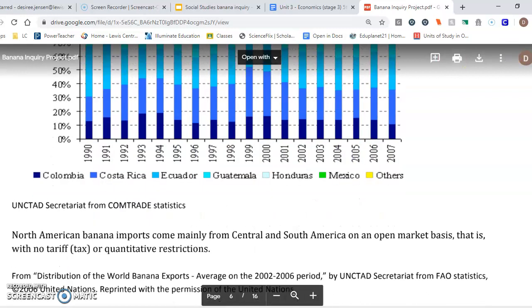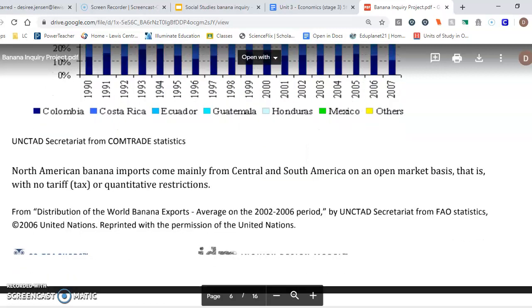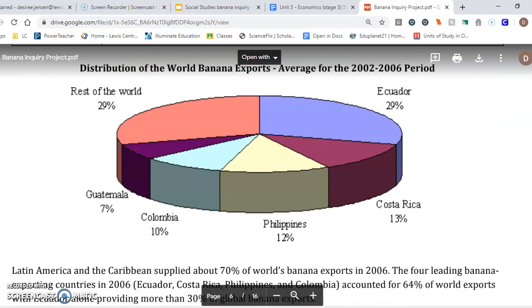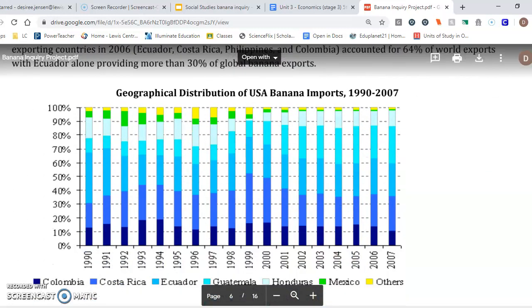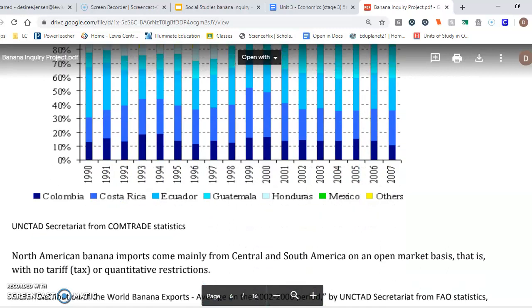So North America banana imports, so we import bananas. They come mostly from Central and South America on an open market basis, that is, with no tariffs, taxes, or quantitative restrictions. Okay, so looking at this graph again, and this one.